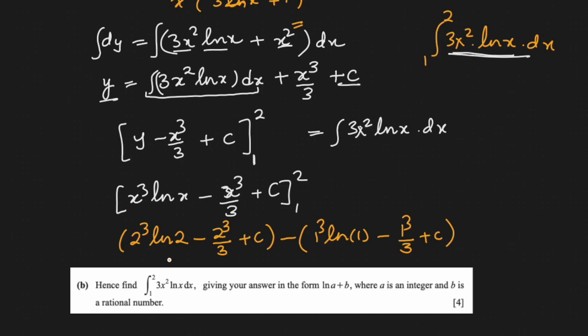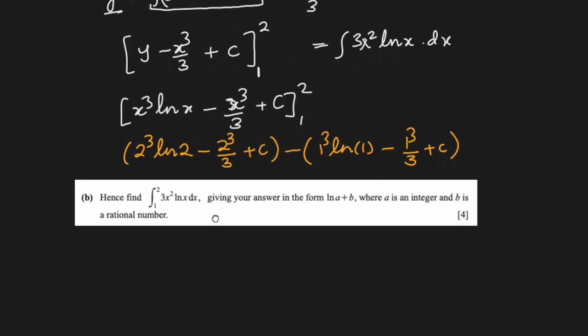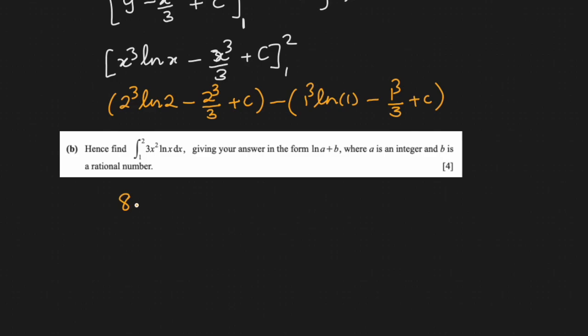So 2 cube is 8. 8 natural log 2 minus 8 over 3. c and c cancel, so we'll not write it. Minus natural log of 1 is 0, so this is gone. And this minus will make it plus 1 over 3. So it becomes 8 natural log 2 minus 7 over 3.